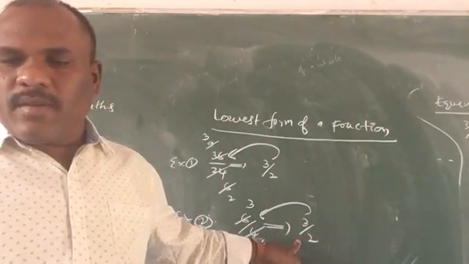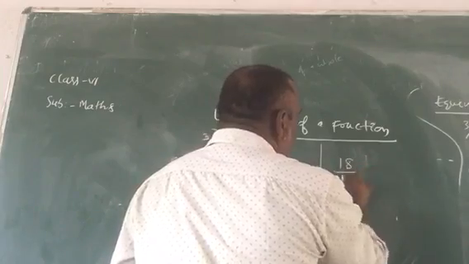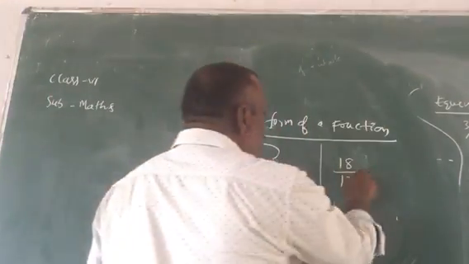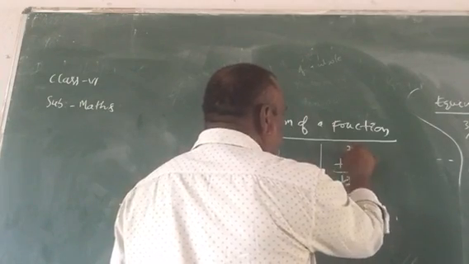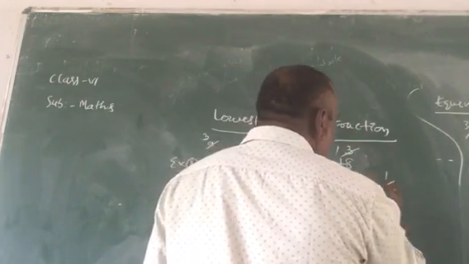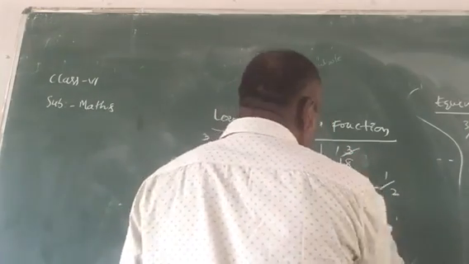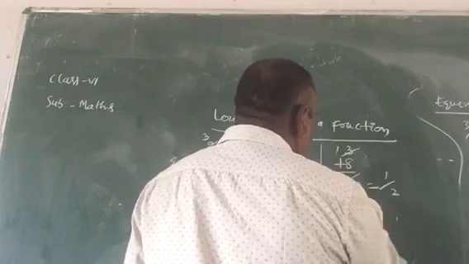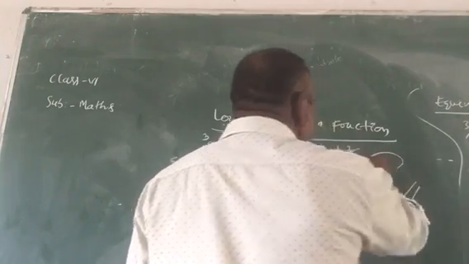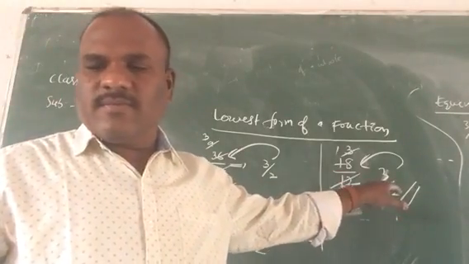One more example we take, children: 18 by 12. For example, 6 2s are 12, 6 3s are 18. Or 3 1s are 3, 3 2s are 6. Sorry, 6 2s are 12 here. So 3 by 2, children. 3 by 2 is the lowest form of 18 by 12, which does not have a common factor in it.